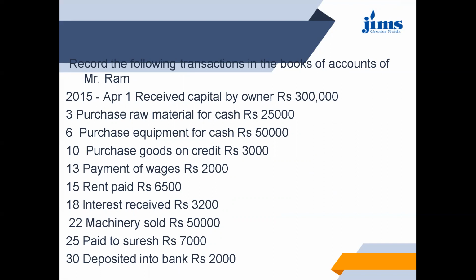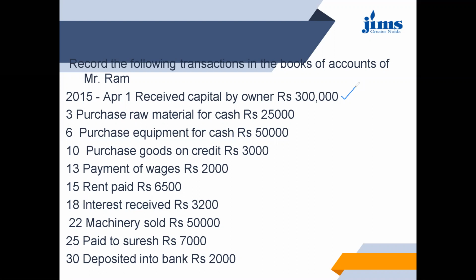Like first, the capital is received by the owner, which is 3 lakh. So capital is being received. That means what is receiving, debit what comes in, that is cash. Cash is coming. To capital is the liability that is being given by the owner. So the entry would be cash account debit to capital account and 3 lakh on both the sides.